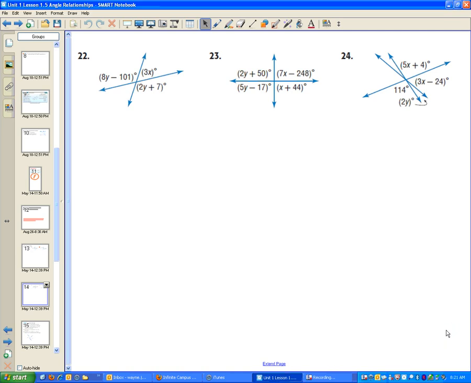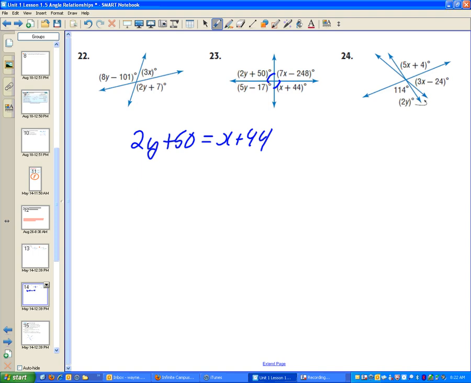All right, the trouble with 23 is there's some equations we can set up that are perfectly true and perfectly good equations. We just don't know how to solve them. All right? So, for instance, these are vertical angles. So I can set 2y plus 50 equal to x plus 44. Trouble is, I don't know how to solve an equation with two different variables in it.